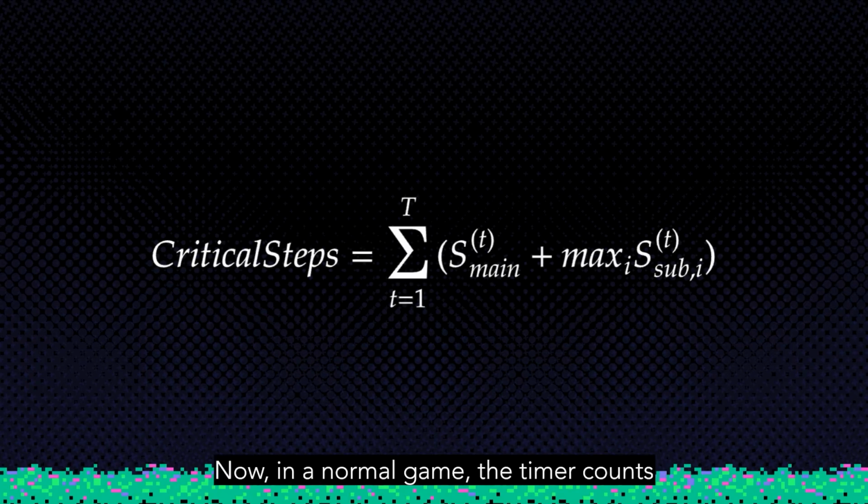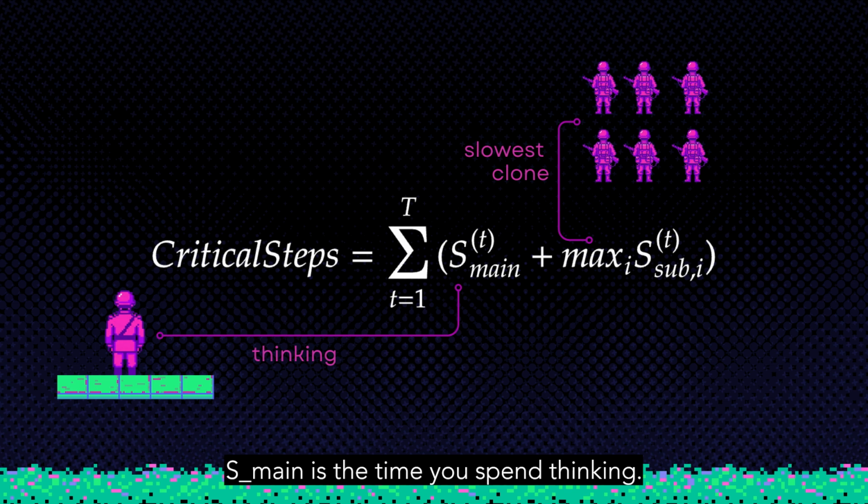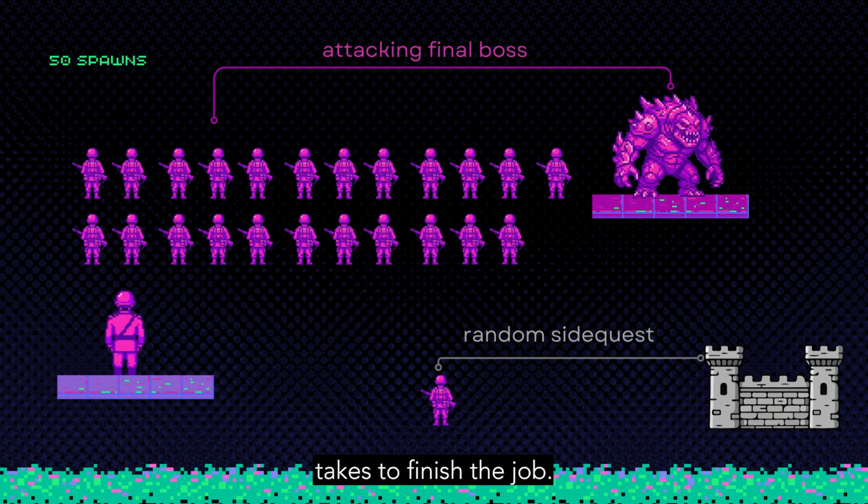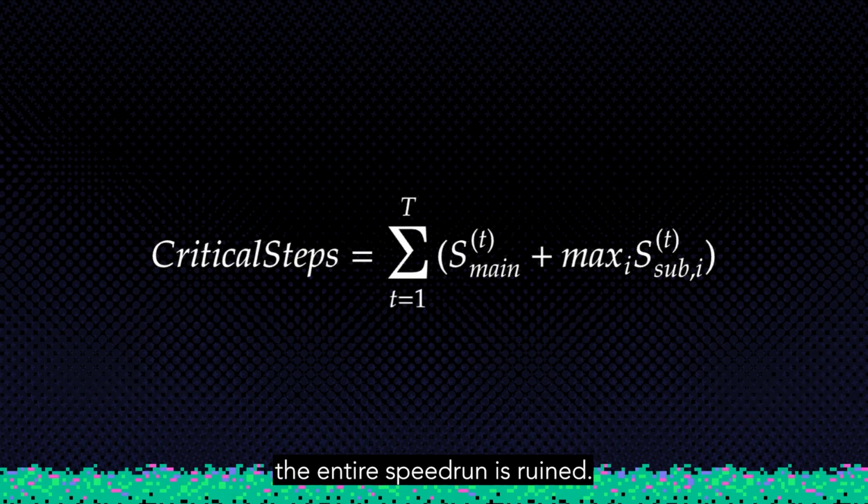Now in a normal game, the timer counts every second that you play. In Agent Swarm, the timer works differently. S main is the time you spend thinking. Max over i of S sub i is the time your slowest clone takes to finish the job. This means if you spawn 50 clones, but one of them gets stuck against a wall for an hour, the entire speedrun is ruined. Spawning more clones only helps if it actually shortens the critical path, which is the total time to victory.